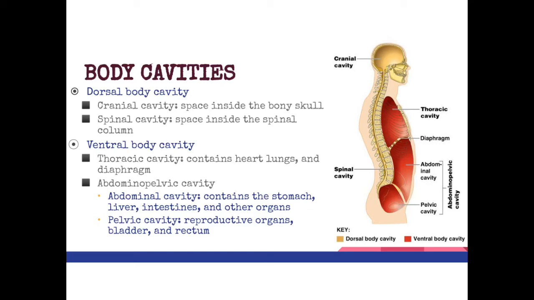And then the ventral body cavity, we have the thoracic cavity and the abdominopelvic cavity. So in the thoracic cavity, that is the space that's going to contain the heart, lungs, and diaphragm. The abdominopelvic cavity actually can be broken down further into the abdominal cavity and the pelvic cavity. In the abdominal cavity, we're going to have the stomach, liver, intestines, and other organs. In the pelvic cavity, we're going to have our reproductive organs, our bladder, and our rectum.